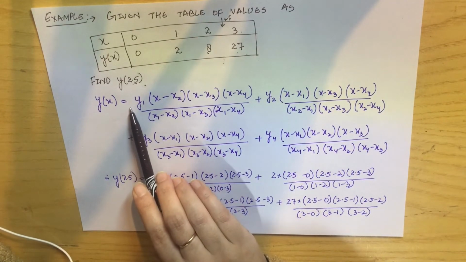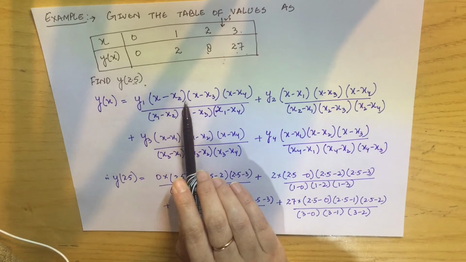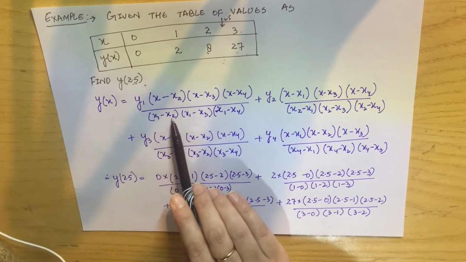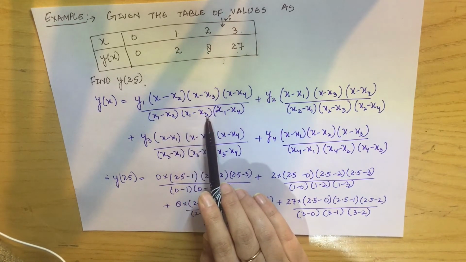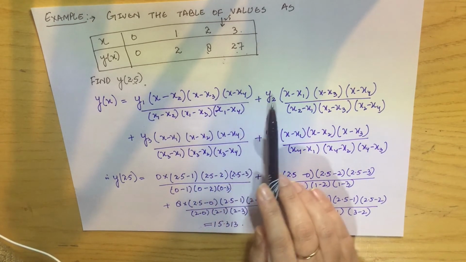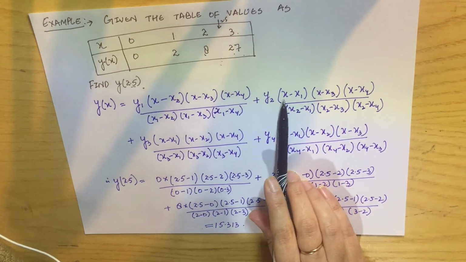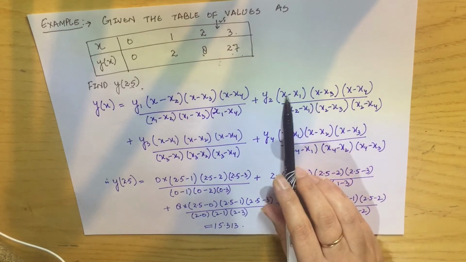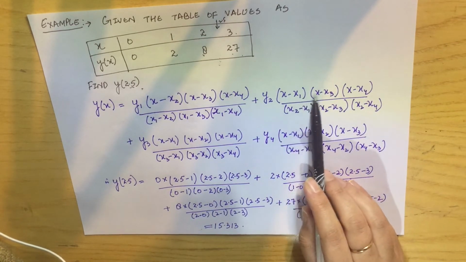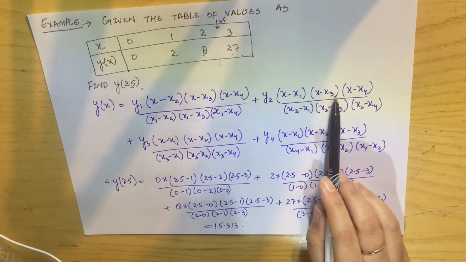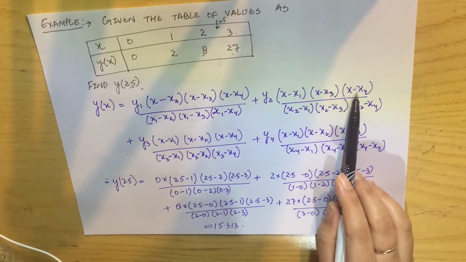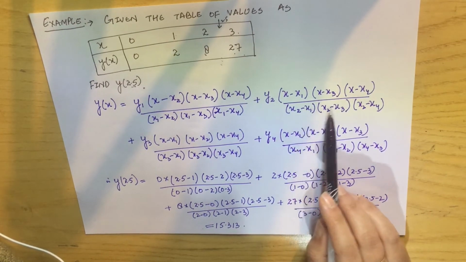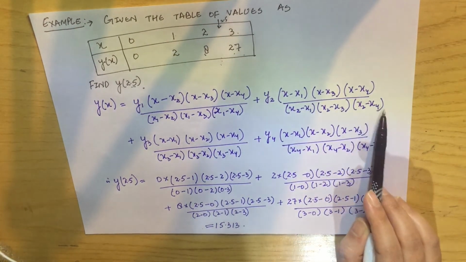So the formula will be y1 times (x minus x2)(x minus x3)(x minus x4) whole divided by (x1 minus x2)(x1 minus x3)(x1 minus x4), plus y2 times (x minus x1)(x minus x3)(x minus x4). See, here we are not taking the x2 term, we are just taking x1, x3 and x4. In the denominator we take x2 minus x1, x2 minus x3, x2 minus x4.